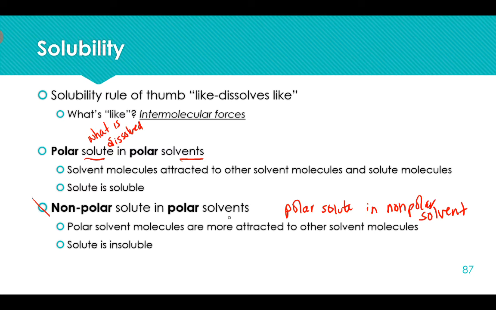And those are not attracted to one another because if it's polar, then the polar solvent molecules are going to be more strongly attracted to other solvent molecules than they are to the solute. In order to dissolve, the solute needs to be similarly attracted to the solvent molecules like the solvent molecules are attracted to themselves. That way it can squeeze its way in and be part of the mix.